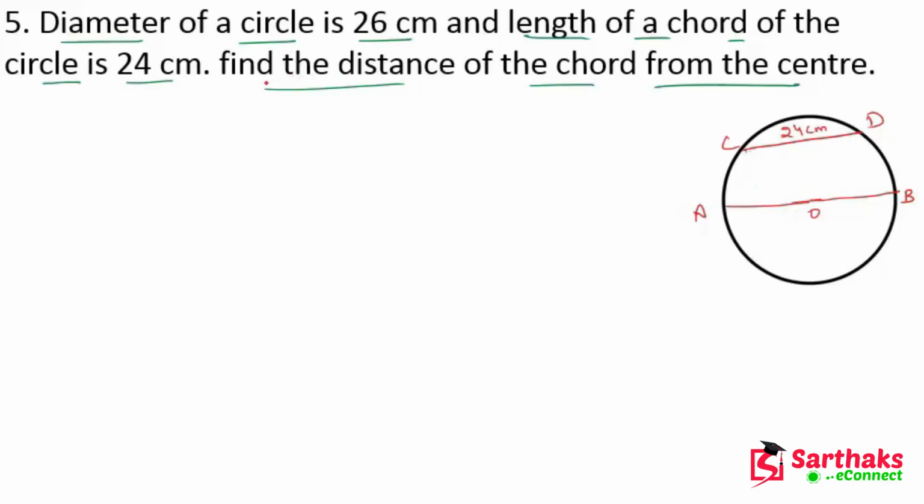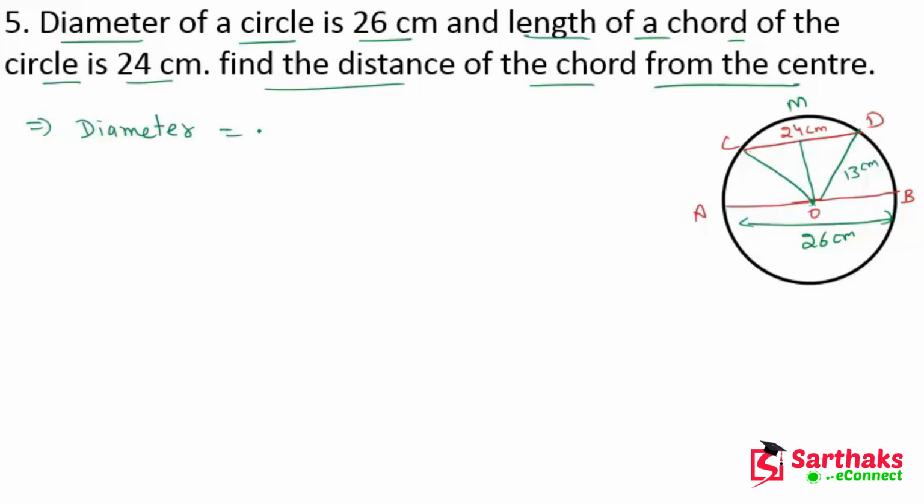Now find the distance of the chord from the center. Means we have to find, if we draw a line on CD from point O, let's suppose this point is M. Now join CO and OD. Now we know that the diameter is 26 centimeter, so the radius will be 13 centimeter.